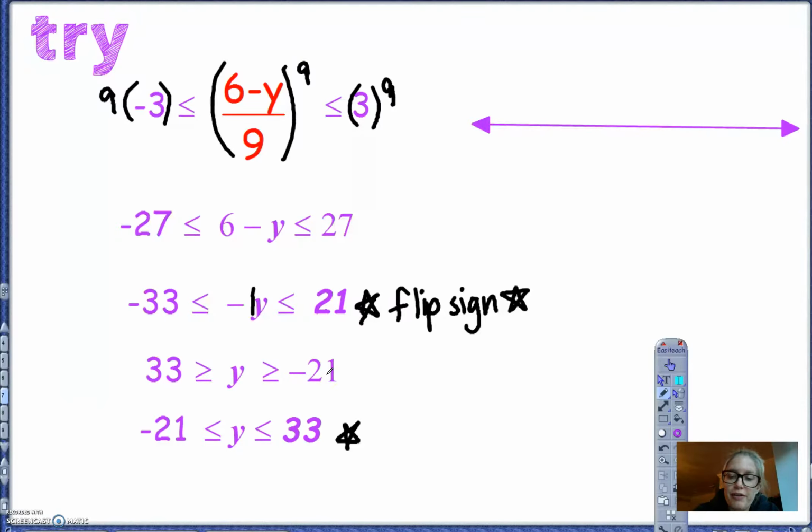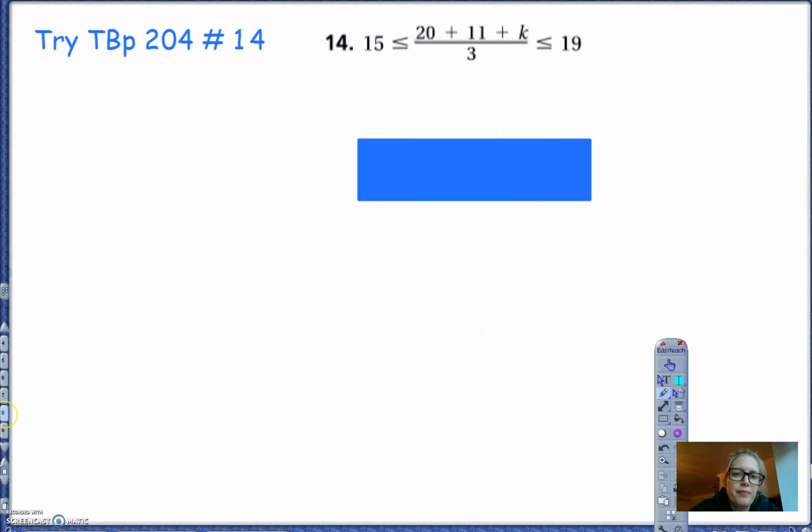So now I'm going to graph. I have -21 all the way on the left, and I have 33 all the way on the right. I do not expect you to fill in numbers all the way between there. We fill in our signs. They're both equal to, so it's closed circles, and we shade between them. And that's it.